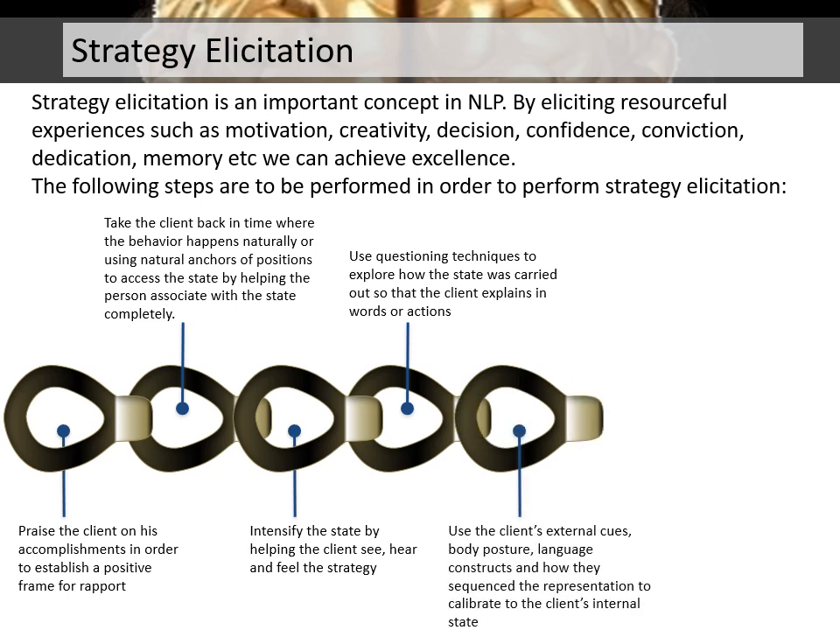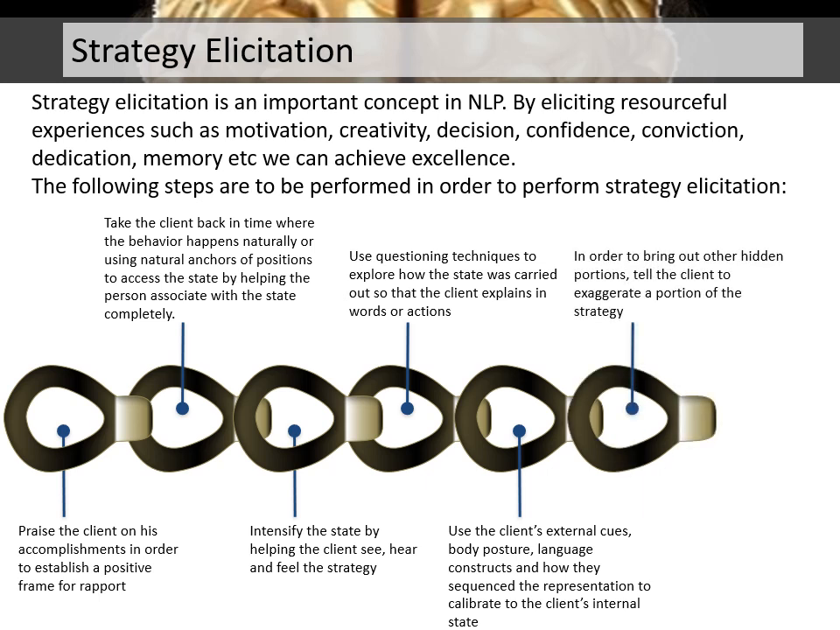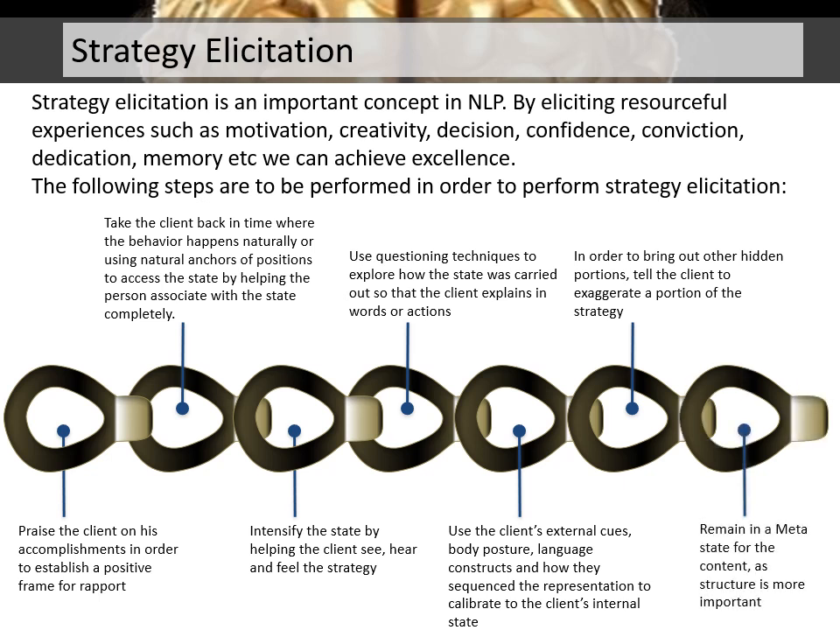Use the client's external cues, body posture, language constructs, and how they sequence the representation to calibrate to the client's internal state. In order to bring out other hidden portions, tell the client to exaggerate a portion of the strategy. Remain in a meta state for the content, as structure is more important.